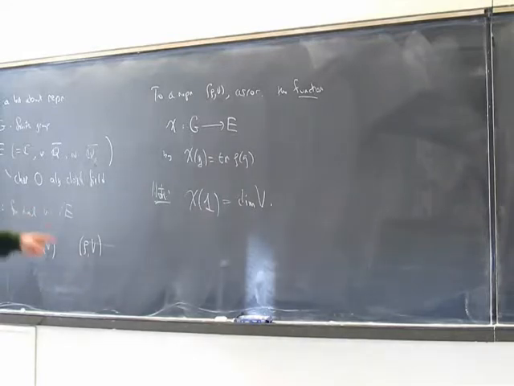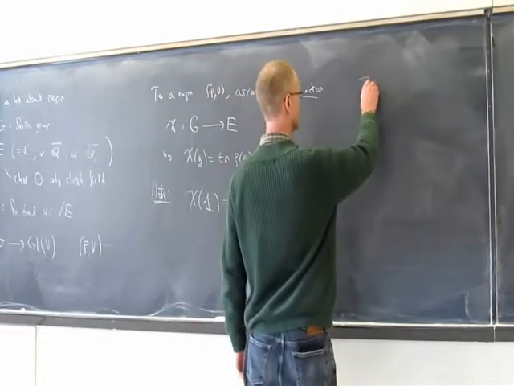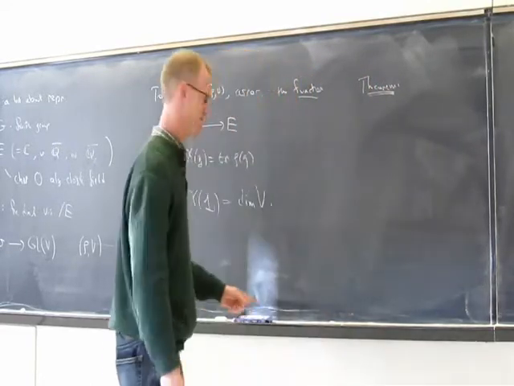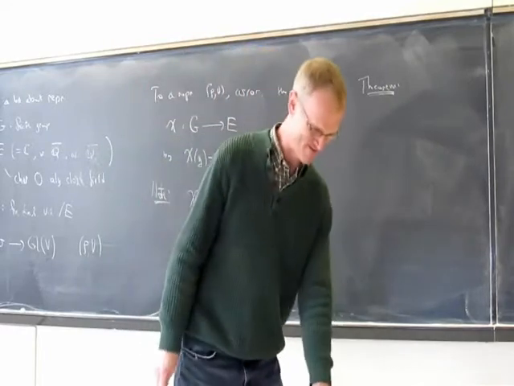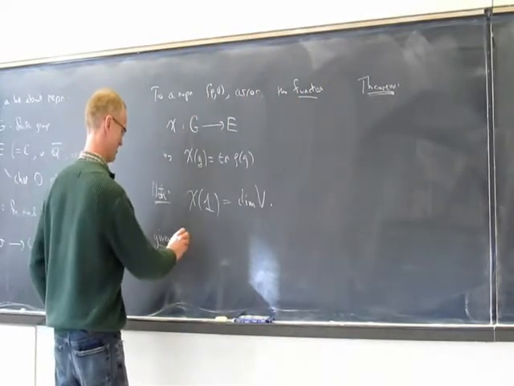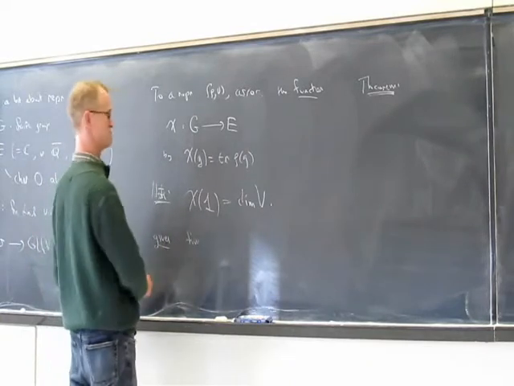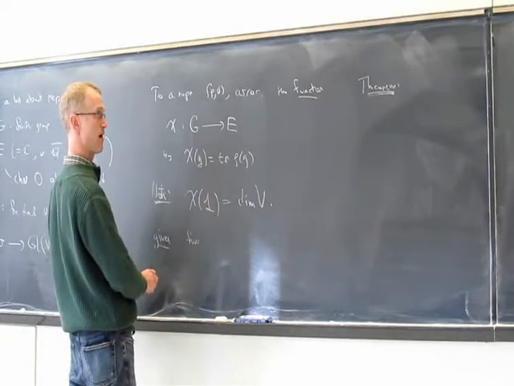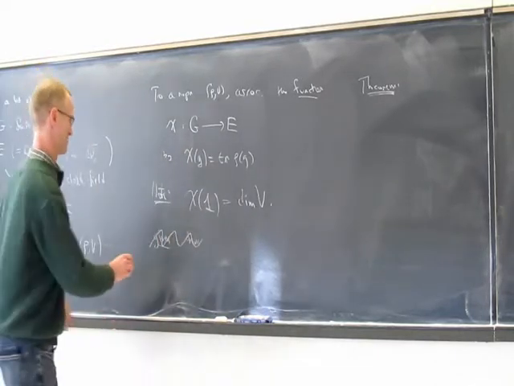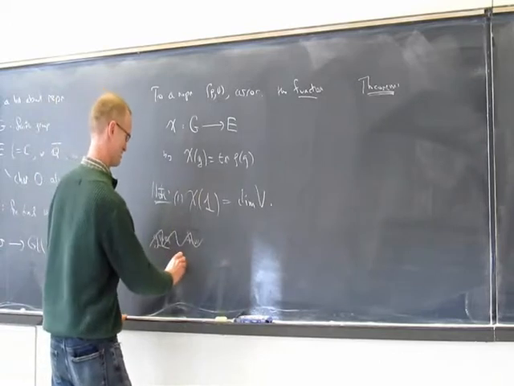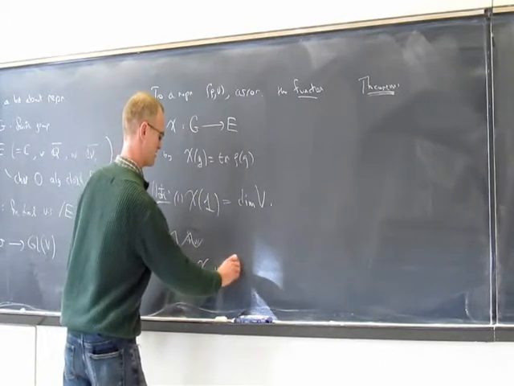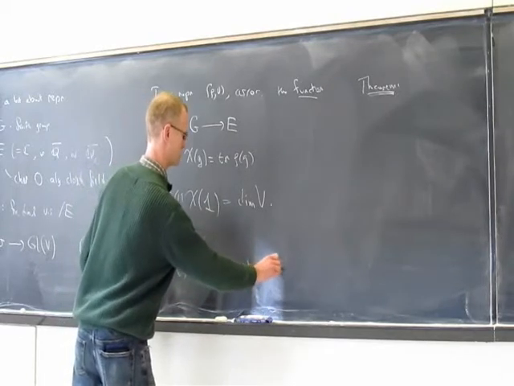Right. So, theorem. No, not quite theorem. Sorry, I got ahead of myself. Given functions. Slightly ahead of myself. So note 1, chi of 1 is the dimension of V. Note 2, that chi is constant on conjugacy classes.